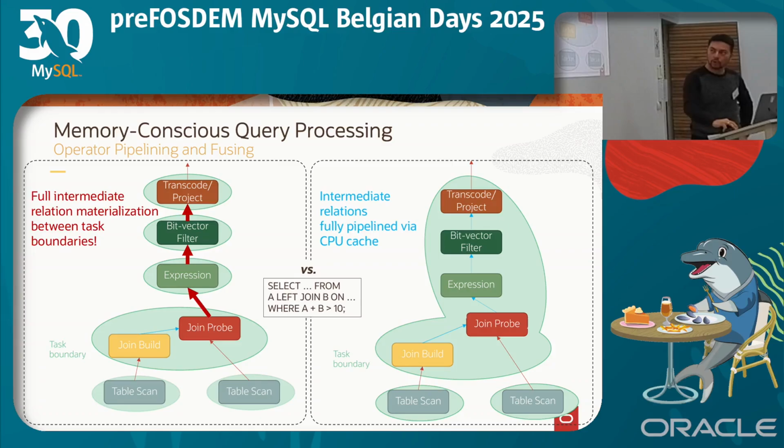Okay. So I'm switching over to a few other optimizations we follow. One of them is memory conscious processing. So, okay, we are an in-memory system, but memory is still a scarce resource. So what do we do? Here on the left side, you see a query plan, and these are designated as a number of operators like table scan, join build, join probe, and some expression evaluator, and maybe some selection and so on.